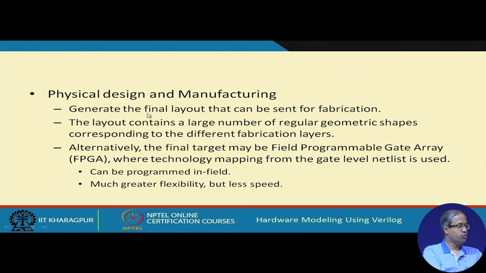Or suppose you do not want to go for a chip to be fabricated. As an alternative you can go for something called a field programmable gate array or FPGA, where from the design you can directly program the device, which can be done in the field, in your laboratory, and as a result you can have much greater flexibility. But as compared to a fabricated chip, here the speed will be less. So, this is a trade off you have to realize.